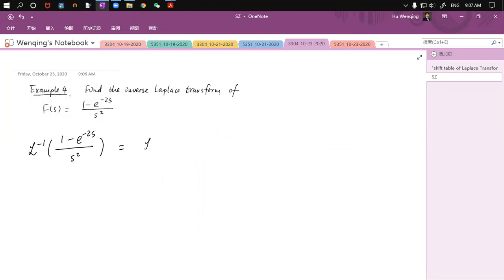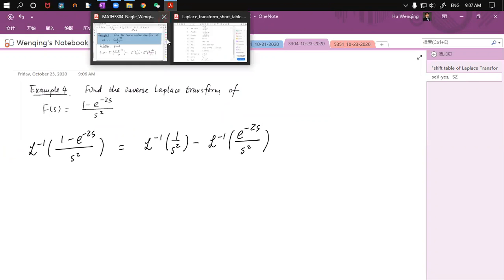Well, you can see that because of linearity, this is nothing but the inverse Laplace transform of 1 over s squared minus the inverse Laplace transform of e to the power of minus 2s divided by s squared, right? So you're going to have this scenario. Now for the first function, 1 over s squared, can we do the inverse Laplace transform?